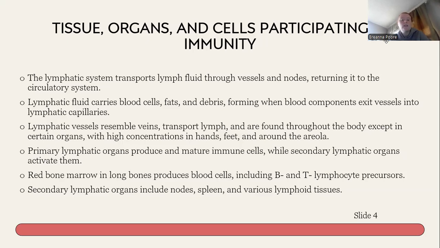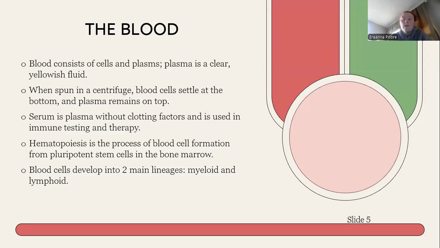Secondary lymphatic organs include lymph nodes, spleen, and various lymphoid tissues. The blood. Blood consists of cells and plasma. Plasma is a clear yellowish fluid. When spun in a centrifuge, blood cells settle at the bottom and plasma remains on top. Serum is plasma without clotting factors, and it is used in immune testing and therapy.